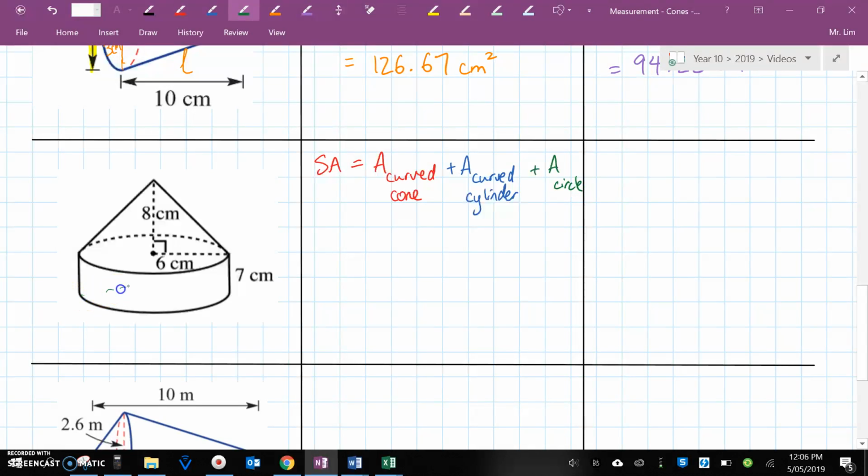So if I were to just draw this in. Okay, that circle there, that base, is on the outside, so we need to include that. We do not include this circle because that's on the inside, so we do not include that. Okay.